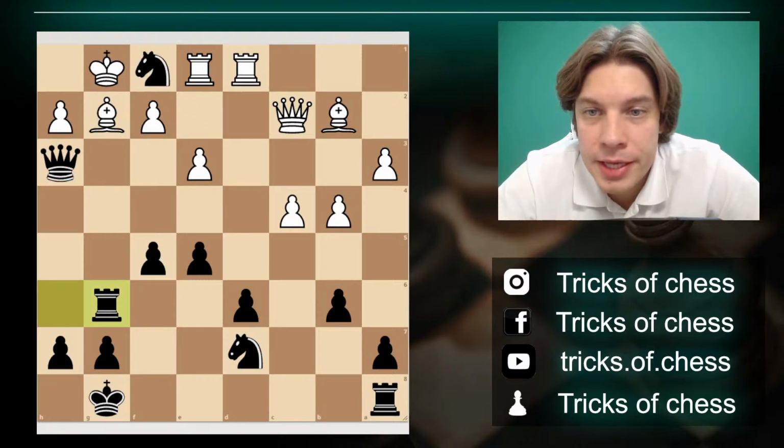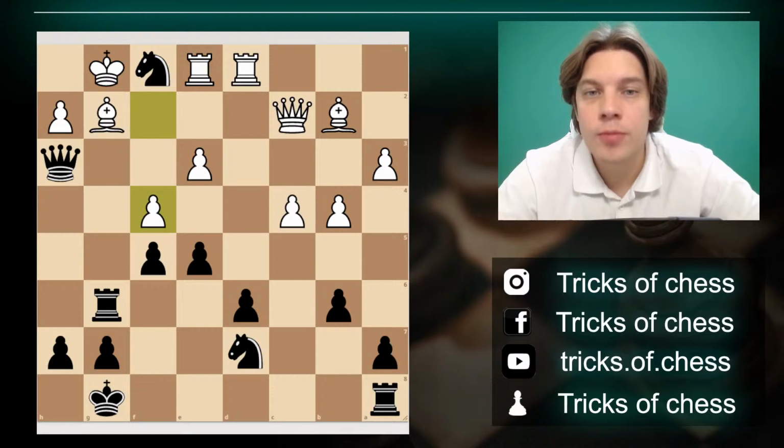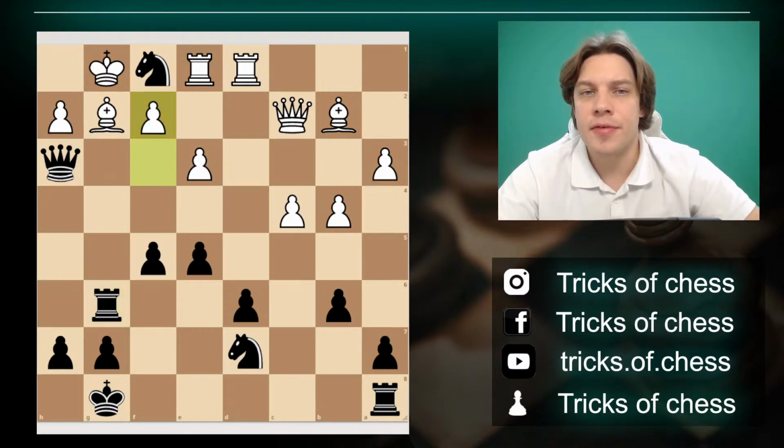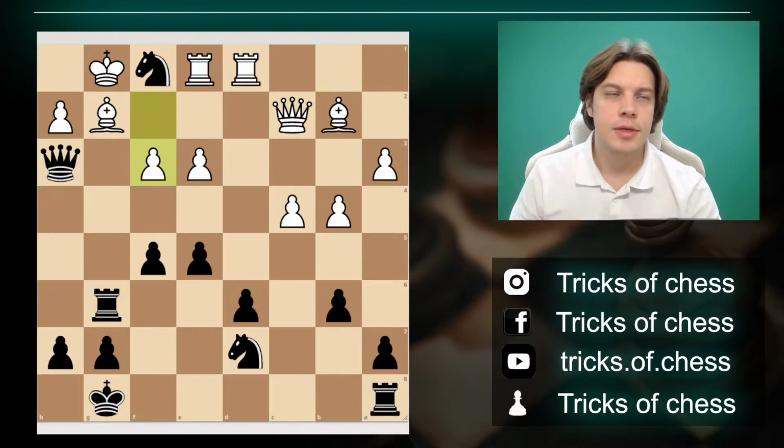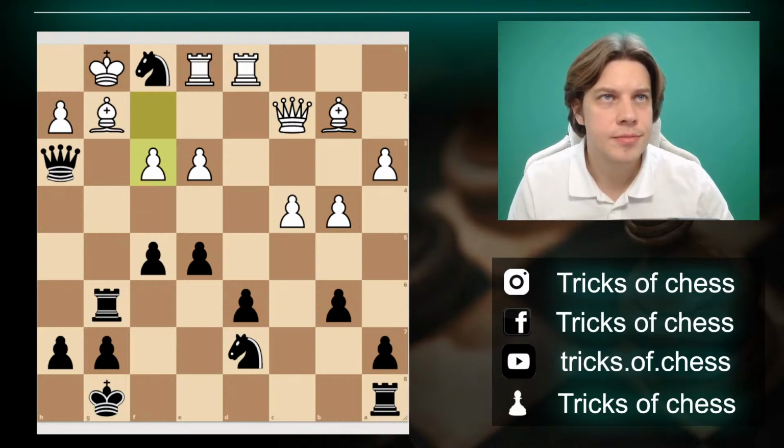But what if they play f4 in this position? How would you play? No, actually, what if they play f3 first? How would you continue? Let's talk about this move first.